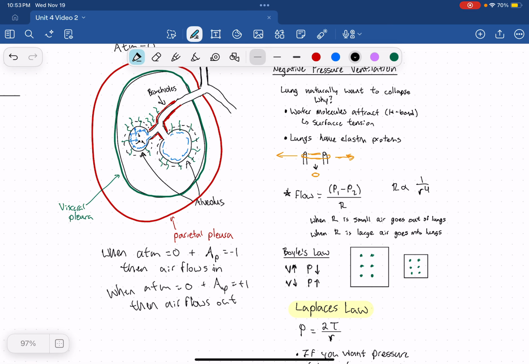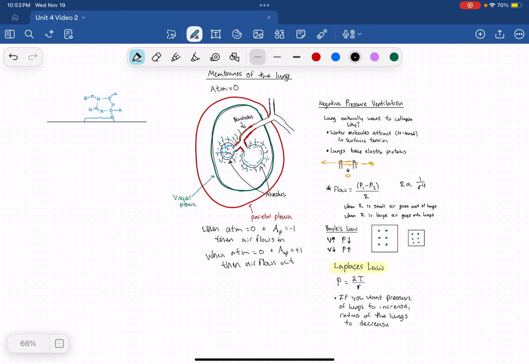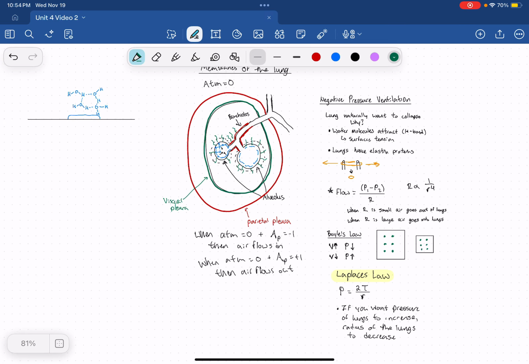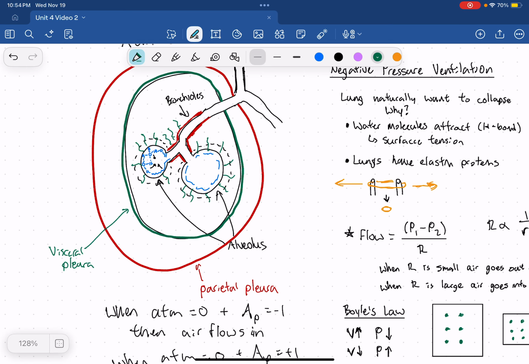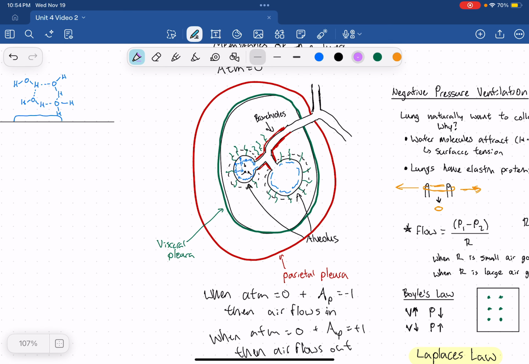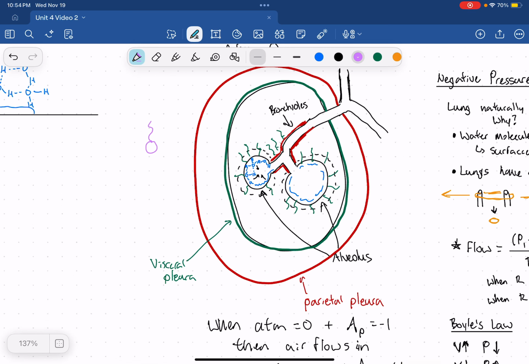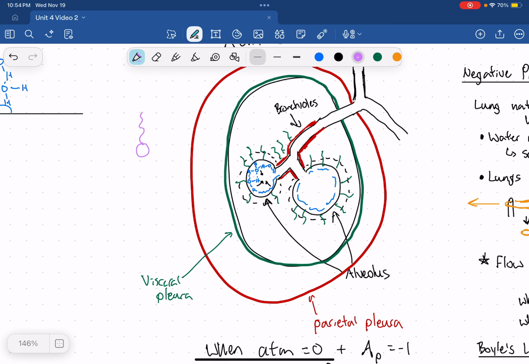But in order for the lungs to fill back up, we need a way to weaken that surface tension. Because if we don't weaken that surface tension, we run into the risk of the lungs collapsing. And so, in order to weaken that surface tension, we have to introduce into the lungs something that we call surfactant. The job of surfactant, so let me just draw a little picture up here, is to weaken surface tension in the lungs. So surfactant is a detergent-like molecule.